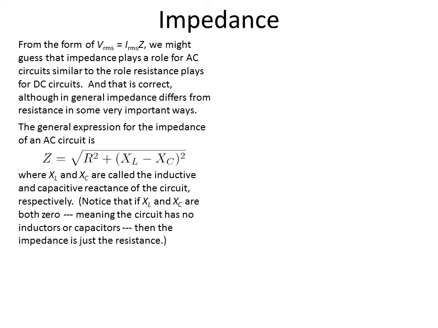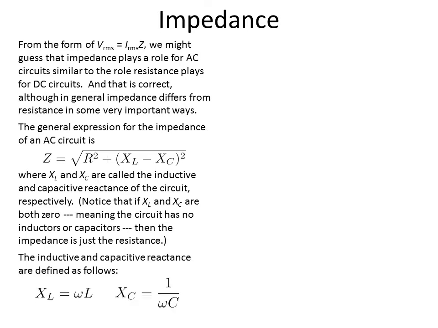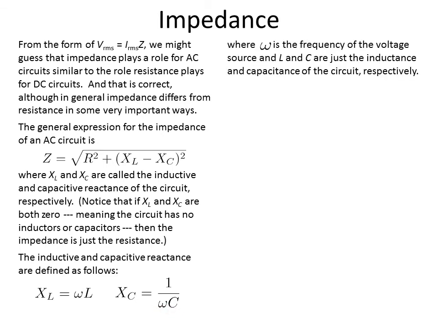As we said before, X sub L and X sub C are the inductive and capacitive reactance of the circuit. And as we said, if both of those are 0, we just get our original Ohm's law. Just as a reminder, X sub L is omega times L, the angular frequency times the inductance of the circuit, and X sub C is the capacitive reactance, which is equal to 1 over the angular frequency omega times the capacitance of the circuit.